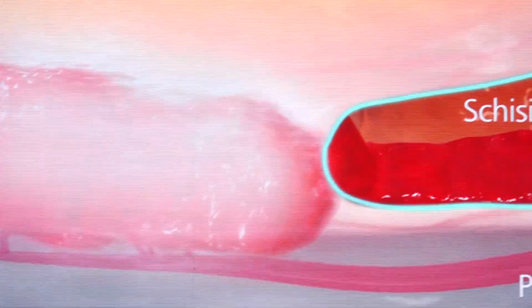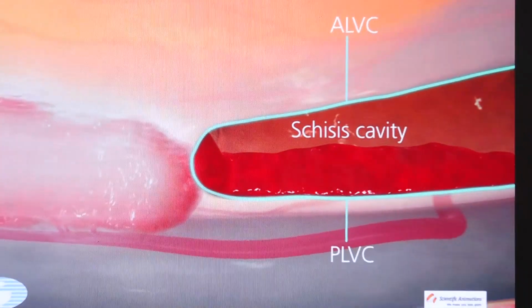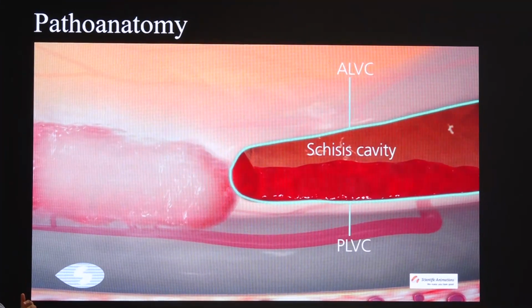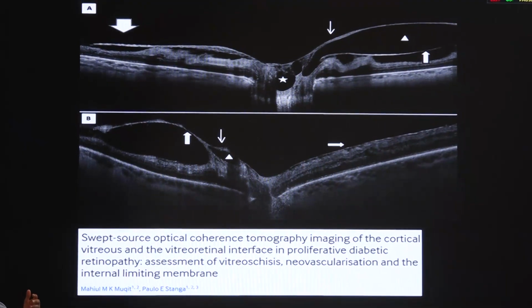And the most important, number three, is vitreoschisis cases. You can see in this animation, sometimes the heme comes and we have the anterior and the posterior leaf of the cortical vitreous, which is the schisis cavity. And you have to be aware of this.